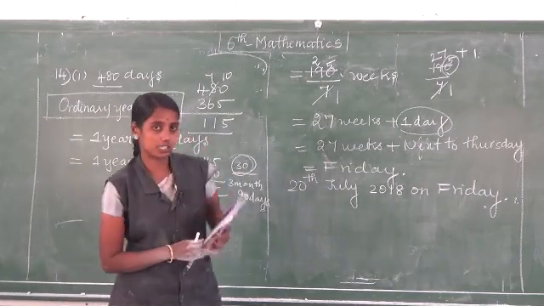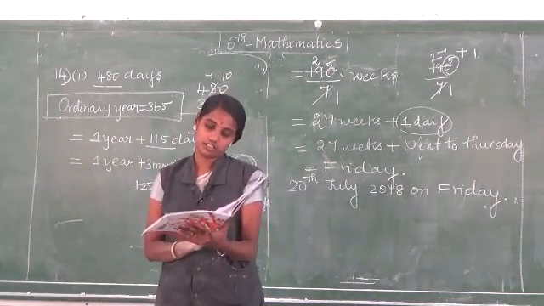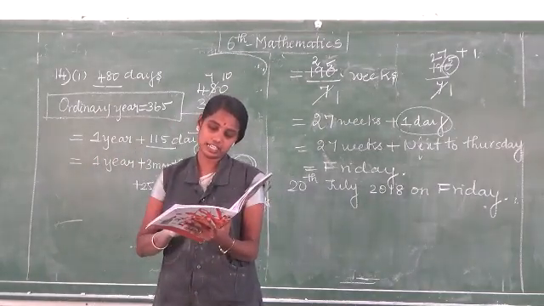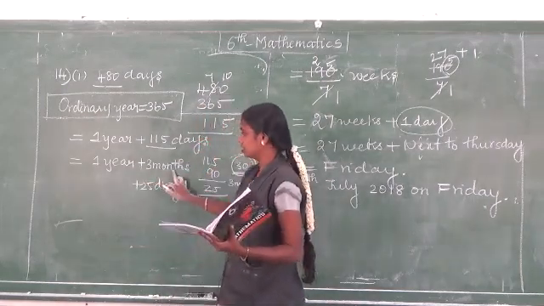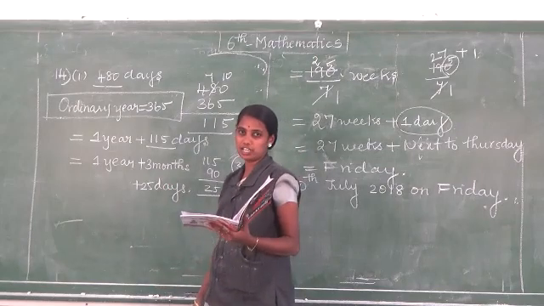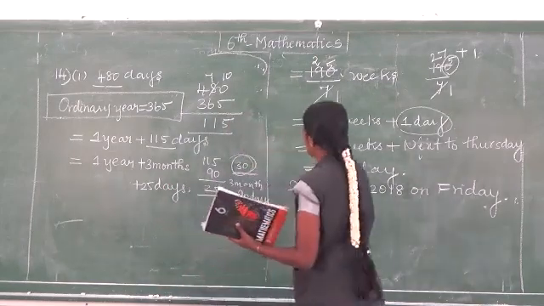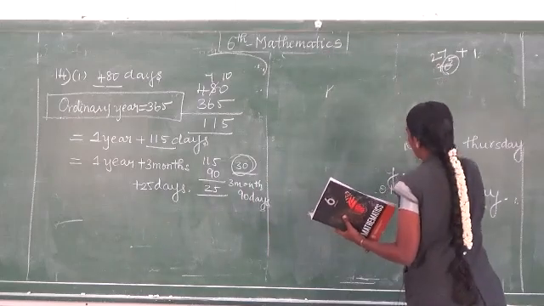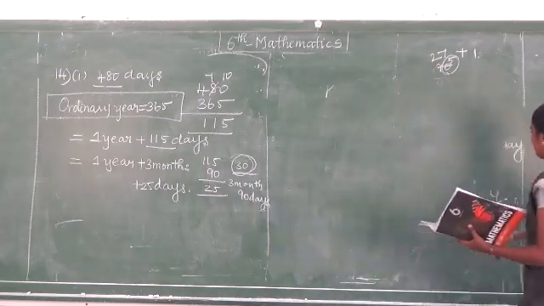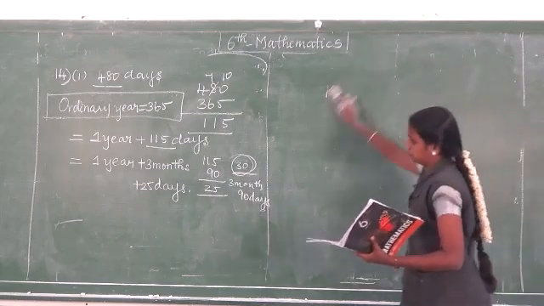The question is, convert 480 days into years. So I have converted it to 1 year, 3 months, 25 days. This is approximately what I have done for the ordinary year, so it's not an exact answer, it's an approximate answer.